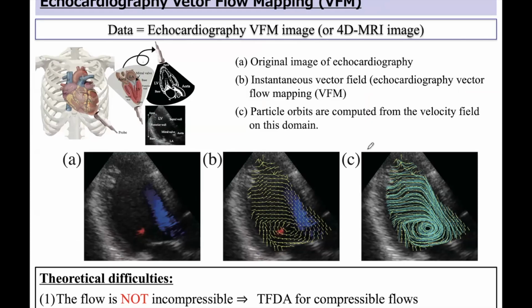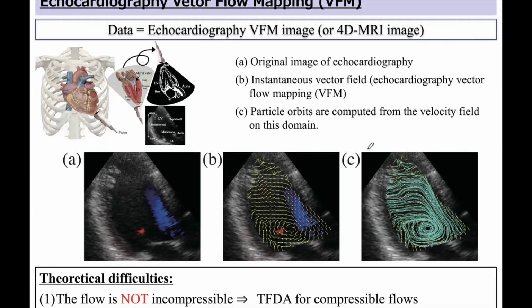You can see blue and red regions, which indicate a strong shear. But unfortunately, from this modality, we cannot detect whether there is a vortex structure inside the heart. But there's another technology called echocardiography vector flow mapping. By using this software, they can recover the velocity field inside the left ventricle by solving a continuity equation inside this area.